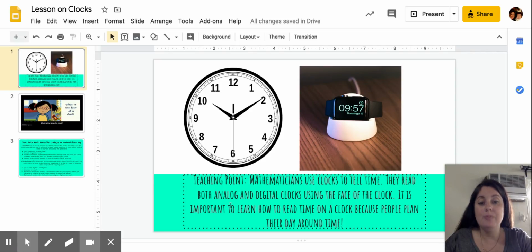It is important to learn how to read time on a clock because people plan their day around time. So people go to school at a certain time, or they start doing certain work at a certain time, or maybe their playtime is a certain time, or their reading time is a certain time. If you don't know how to tell the time, how are you going to get all of those things done? So let's go ahead and watch the video.